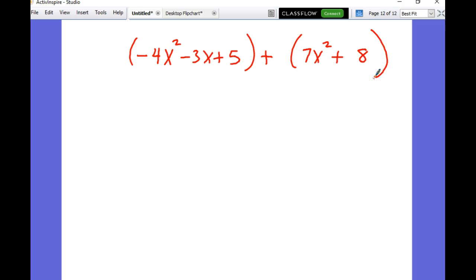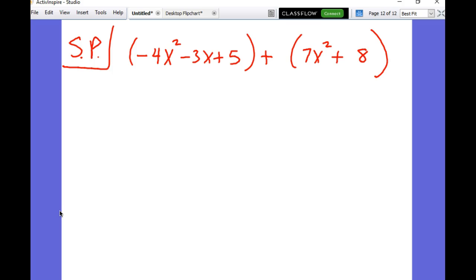This is going to be a student practice. I want you guys to see if you can combine your like terms. Go for it. Now, when I get on to the next example, I would expect you to be with us, right?